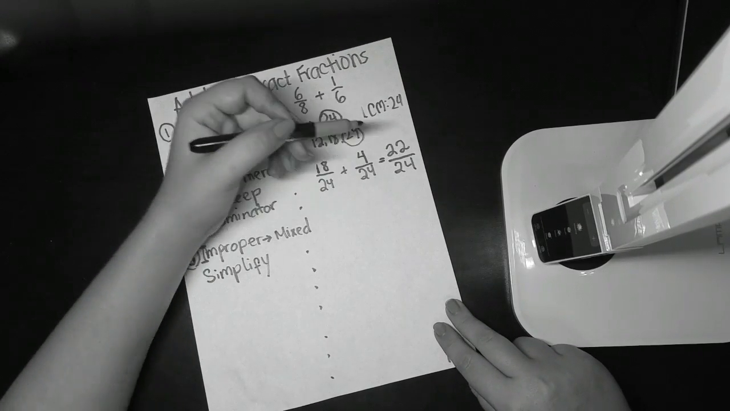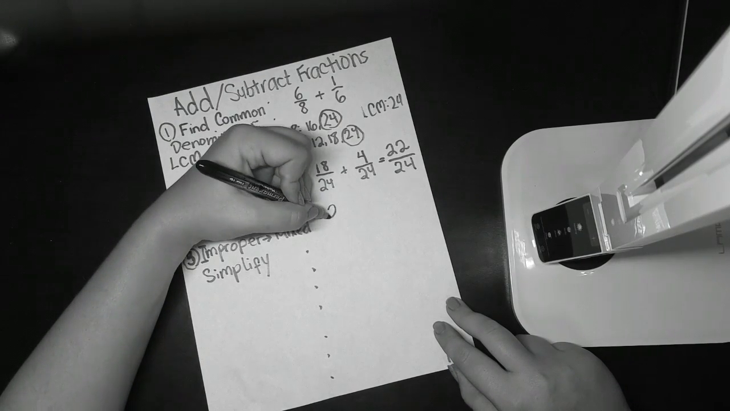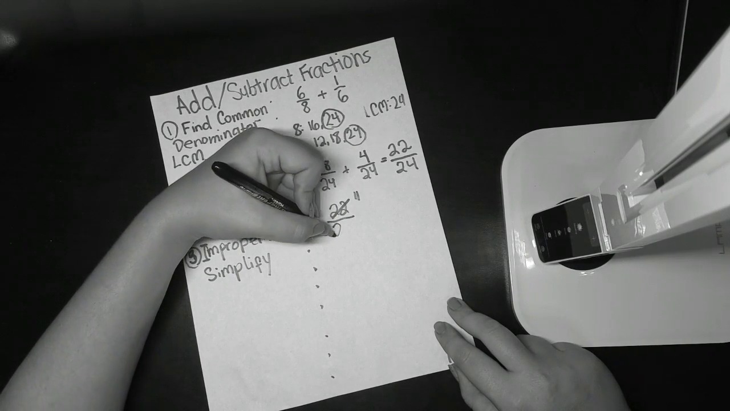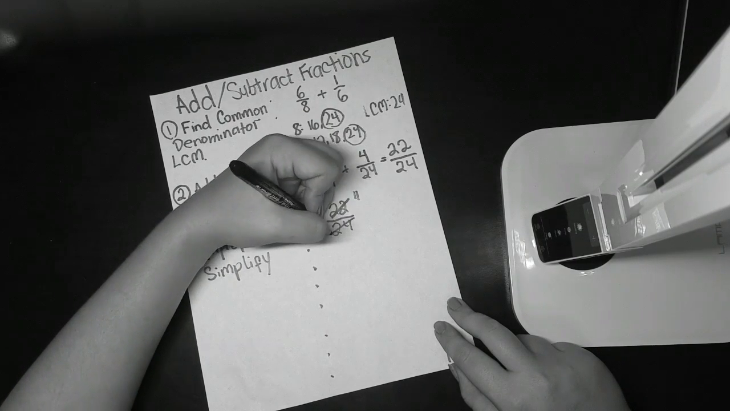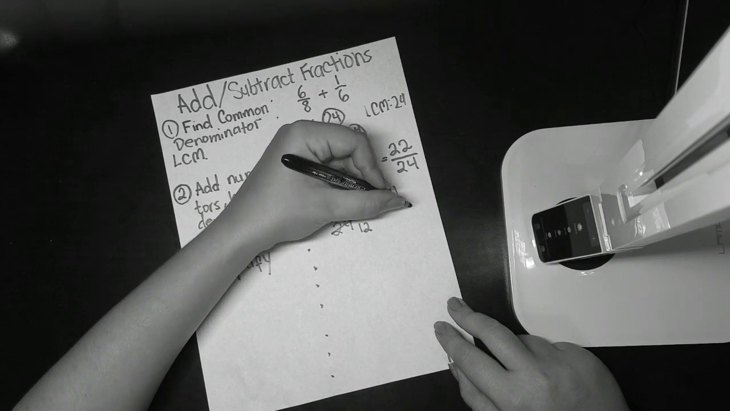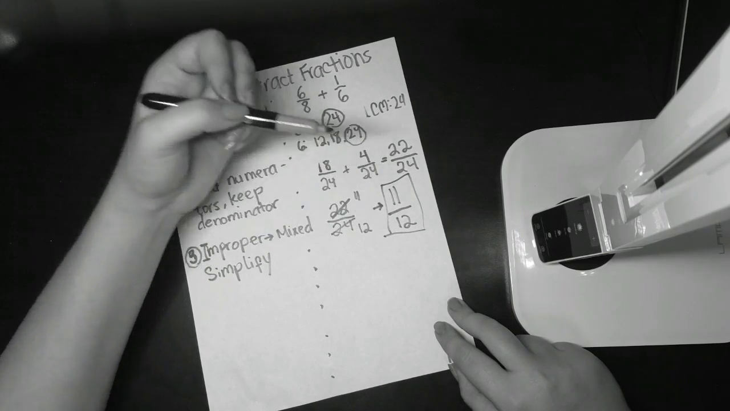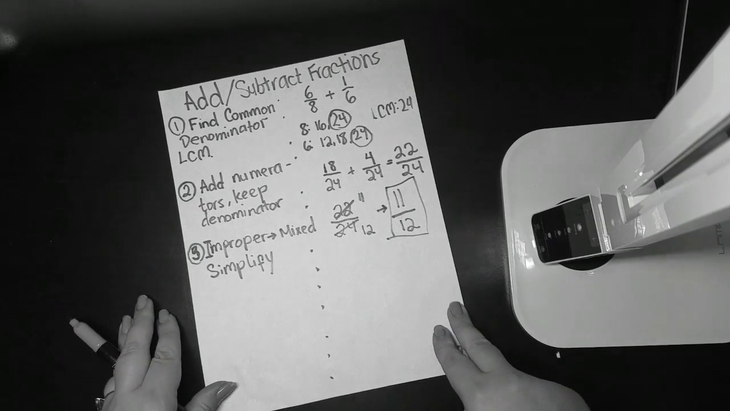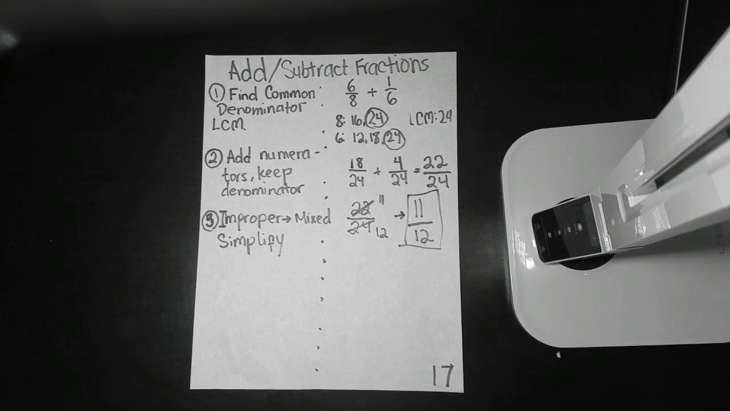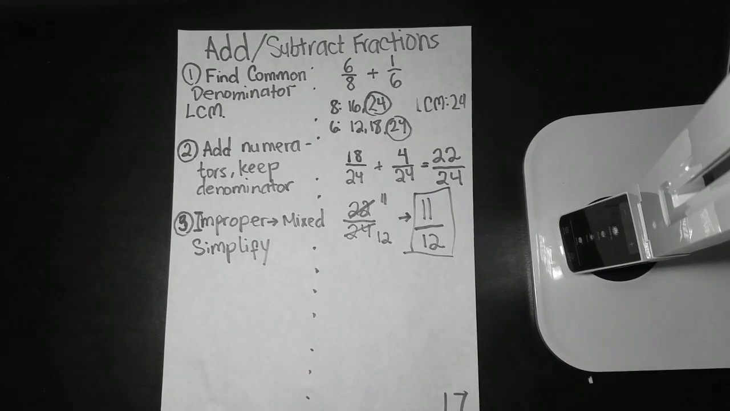Both could be simplified by 2. Okay? 22 divided by 2 is 11. 24 divided by 2 is 12. Your answer is 11 over 12. Okay. Let me zoom in for you so you can copy this.